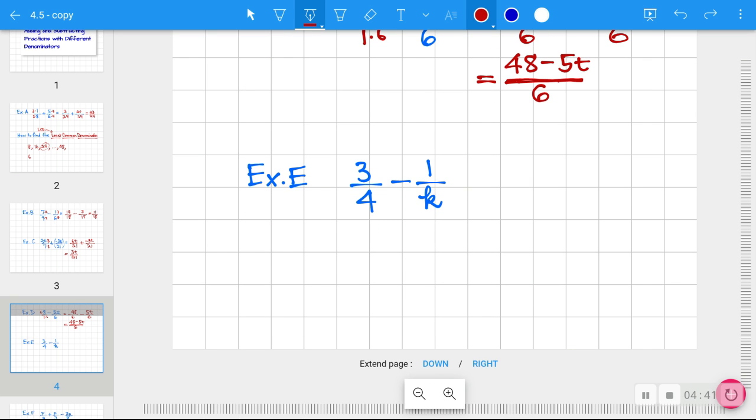Okay, 3/4 minus 1/k. We don't know what k is. It's some number. We do know what 4 is. So what's the common multiple of these? Well, when you're desperate, just multiply by the other one on both sides. So k and k. And then over here times 4 and times 4. And that'll take us down to 4k underneath both of them. So we've got our common denominator there.